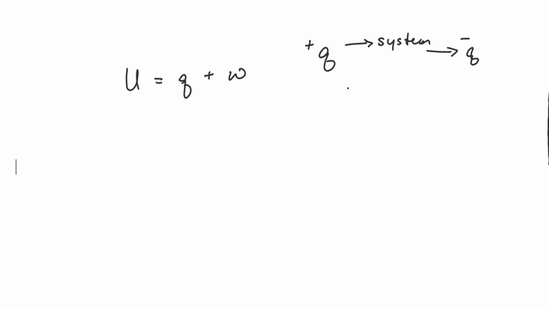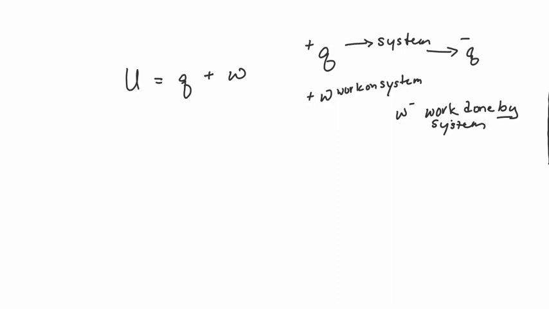W is positive if work is done on the system. So work on the system. W is negative when work is done by the system. So work ends up being done on the surroundings. This is called a state function.